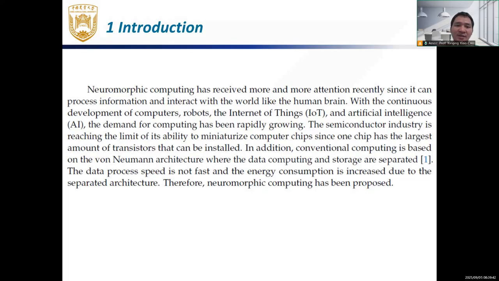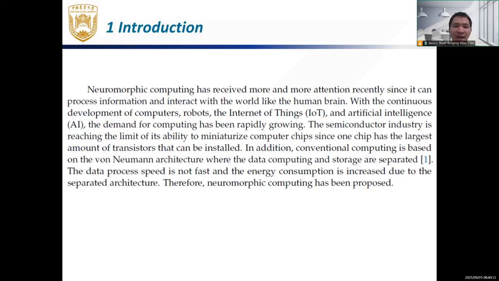have many different kinds of methods. But neuromorphic computing is a new method for computing sensing data in different kinds of situations. Neuromorphics has received more and more attention recently since it can process information and interact with the world like the human brain. So it's not like the traditional AI methods and AI models.